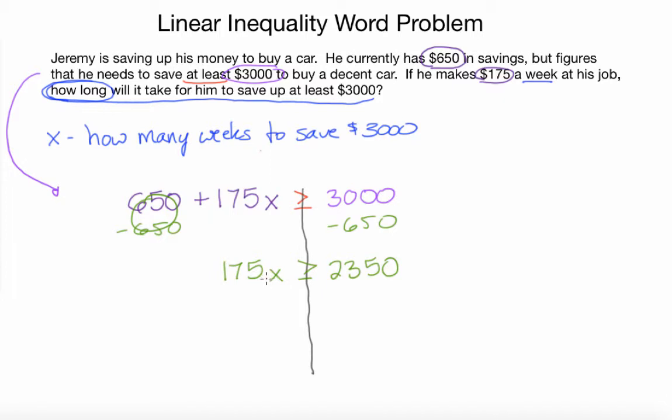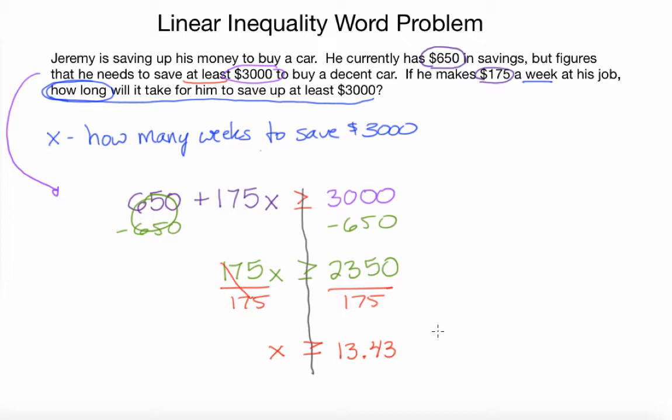All right, now let's divide these. I want to find out how many weeks. So that's a multiplication problem, so I need to divide both sides by 175. That's the opposite of multiplying. And so x is going to be greater than or equal to whatever 2,350 divided by 175 is. And I get approximately 13.4. I'm going to round it to the nearest hundredth, 13.43.